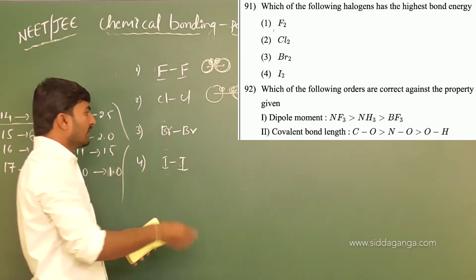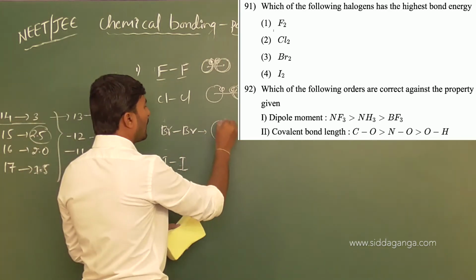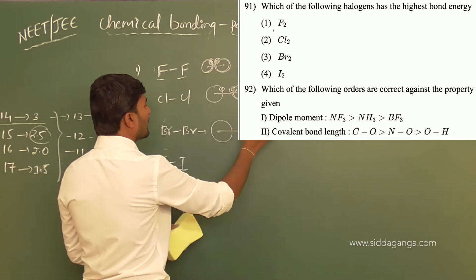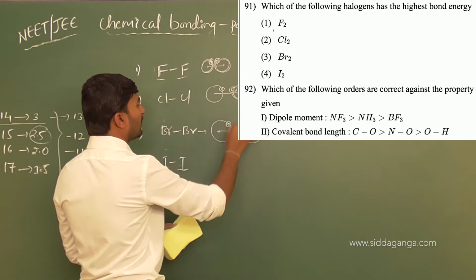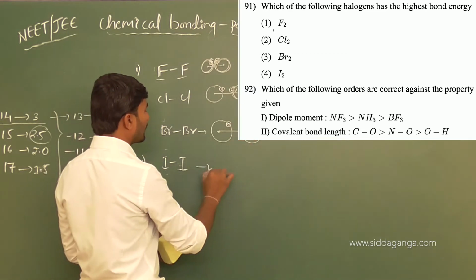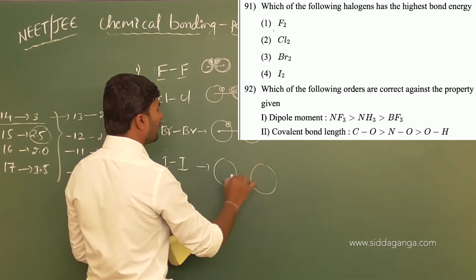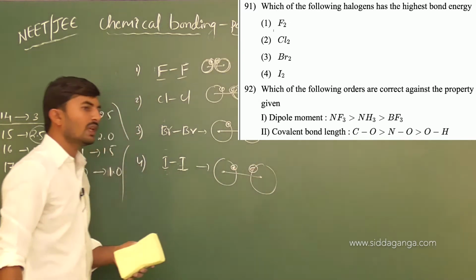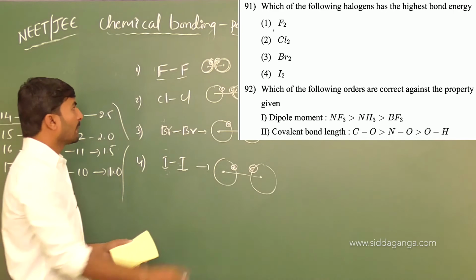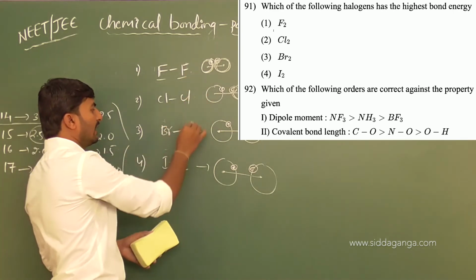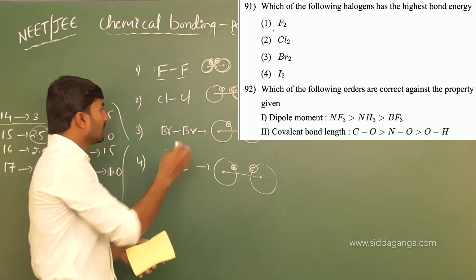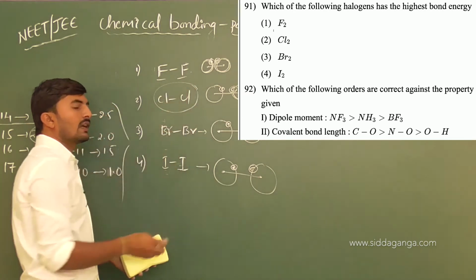Okay, followed by this Br atom, atomic size is even increased and the inter-electronic repulsions are minimum here, and here also atomic size is even more increased and the inter-electronic repulsions are even minimum. Then how can we predict among F and Cl and Br and I which bond is stronger in nature? This particular bond, Cl bond.